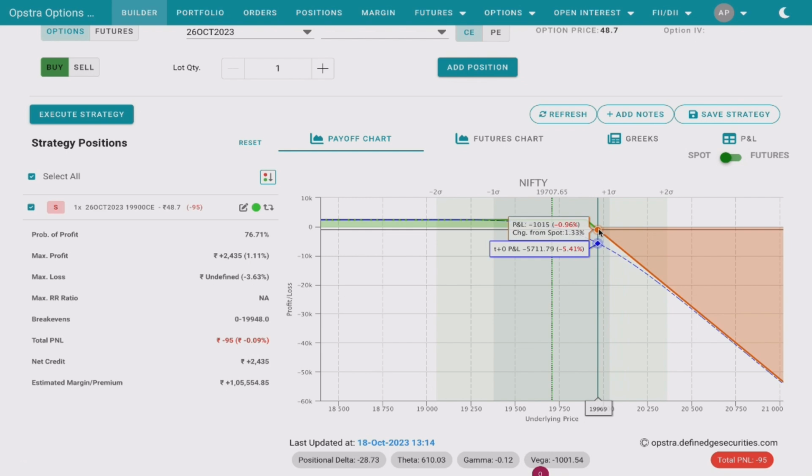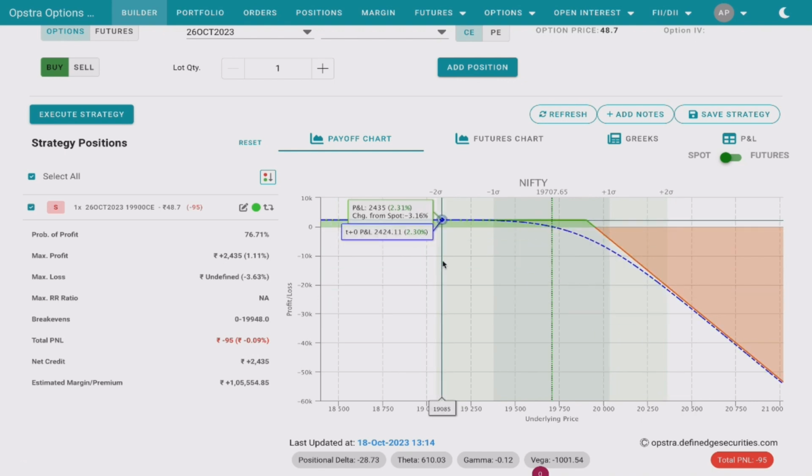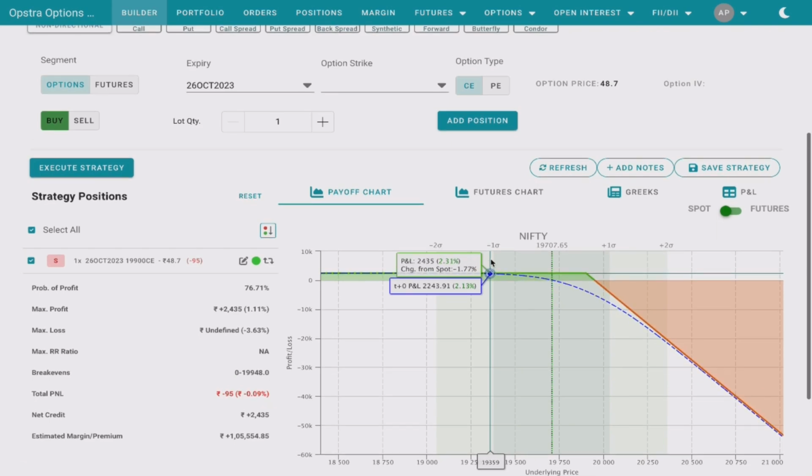So any one bad week or one bad trade can wipe out all our profits. So this is not a desirable strategy, even though we want to be net sellers of options. Shorting a call is not a feasible strategy in the long run. There is no hedge to this strategy. So let's see how we can provide that hedge.